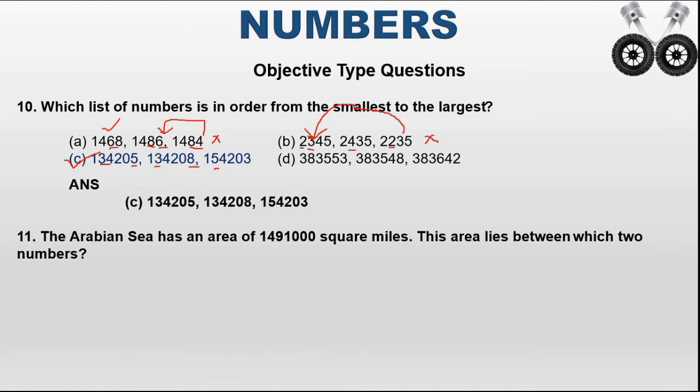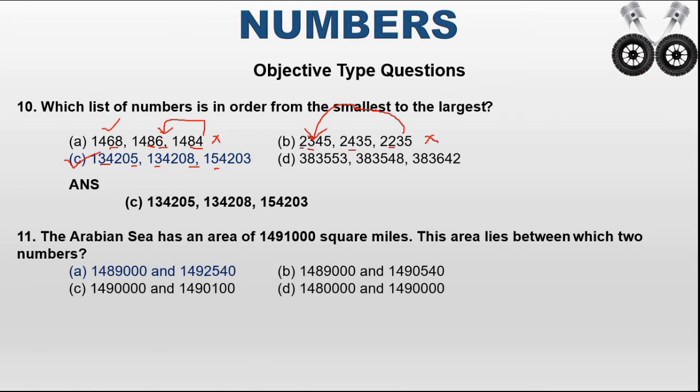Then the 11th question. The Arabian Sea has an area of 14,91,000 square miles. This area lies between which two numbers? They have given two numbers, and we have to find between which two numbers it lies. We have to check. First see the number here, 14,89,000. It is the starting number. So now here I have 91,000. That lies next to 89. So it will be right.